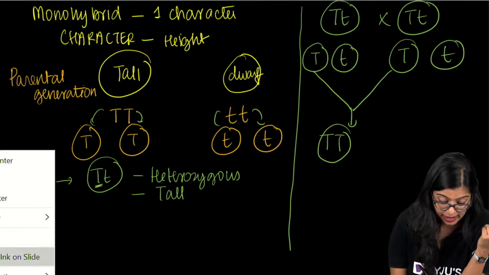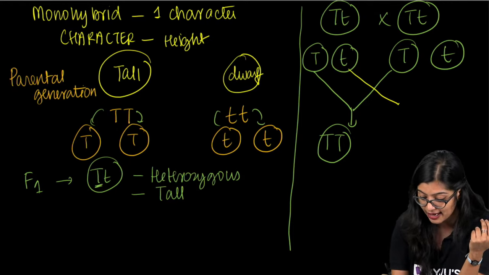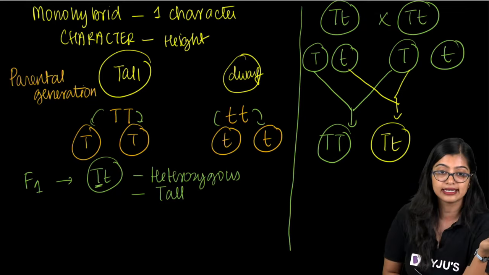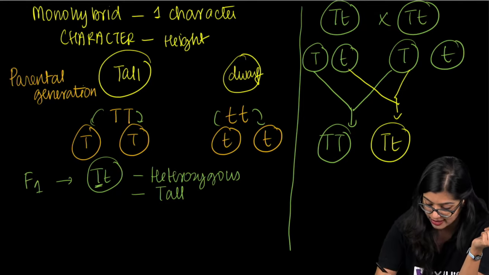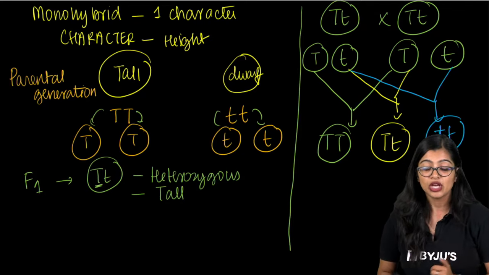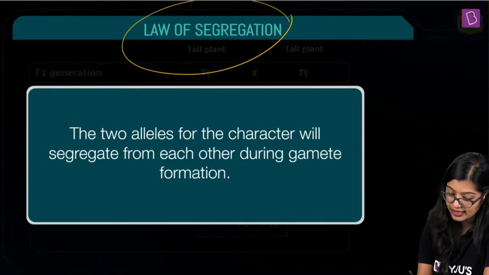But imagine if some other gamete had this crossed with this, then you would get something which is tall like this. Or you had another gamete which had this and it crossed with this. You would get a dwarf plant, right? So here, what is the law of segregation?